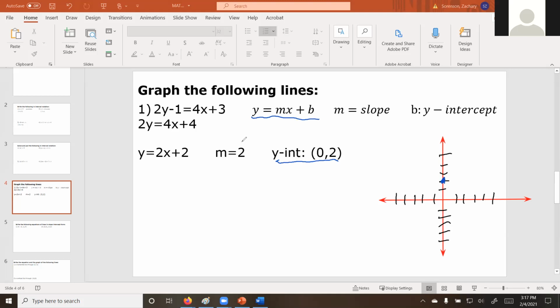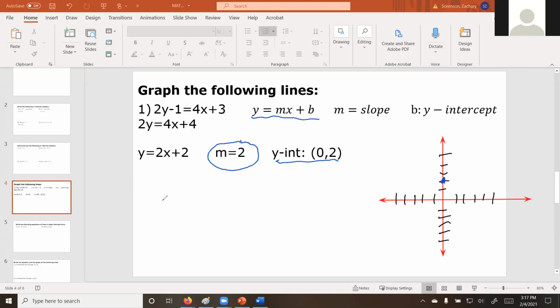Now, the next thing I need to take into account is my slope. So the slope is direction. I always liken it to if your friend needs directions to your house, the first thing you ask them is, where are you? Because you can't really give them directions of where to go unless you know a starting point. And so our starting point is our y-intercept. Our direction is our slope, that's going to tell us where to go and what direction.